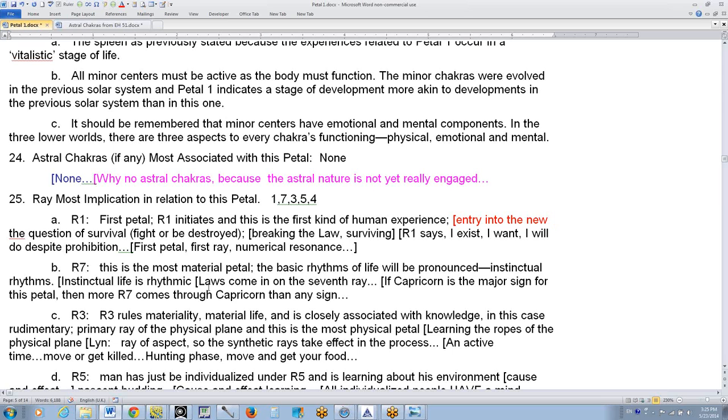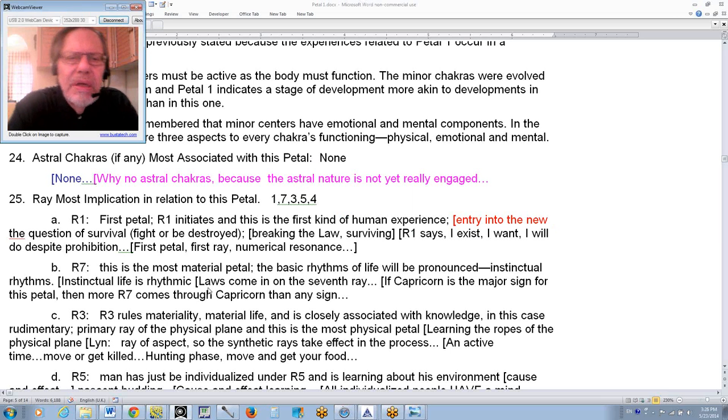Ray 7 is here. This is the most material petal. The basic rhythms of life, which are instinctual, will be pronounced, instinctual rhythms. Instinctual life is rhythmic. It's only modern man that has corrupted those rhythms. Laws come in on the 7th ray, and this is about the breaking of the law. And if Capricorn is the major sign for this petal, then ray 7 moves through Capricorn in this world period more powerfully than in any other sign. You can expand upon this if you wish, but this is simply to bring the idea of what life is like in that first petal. It's a pretty hardline petal.